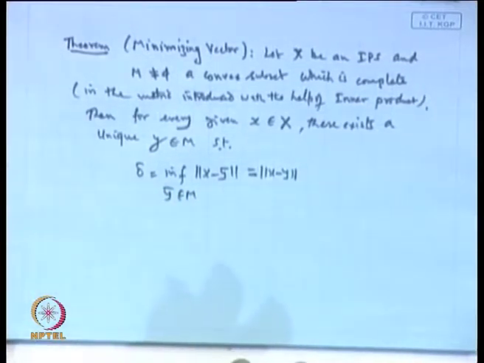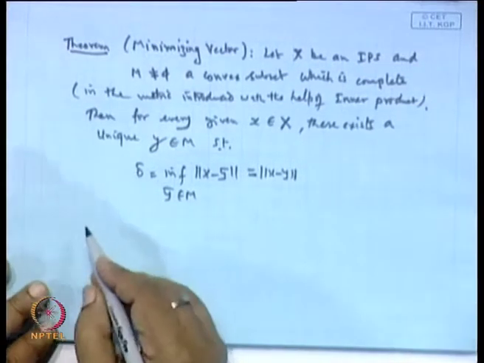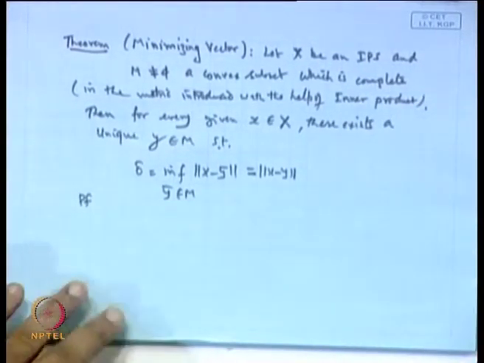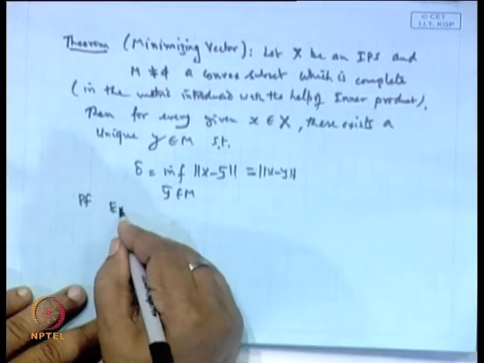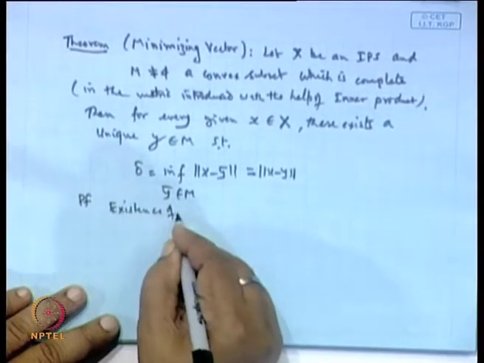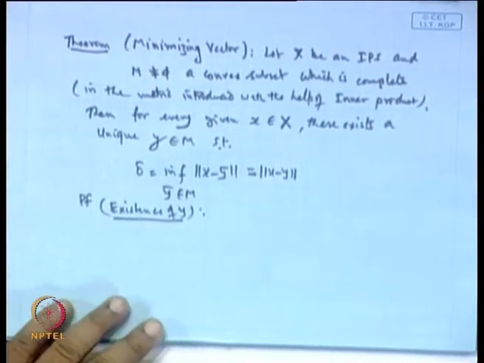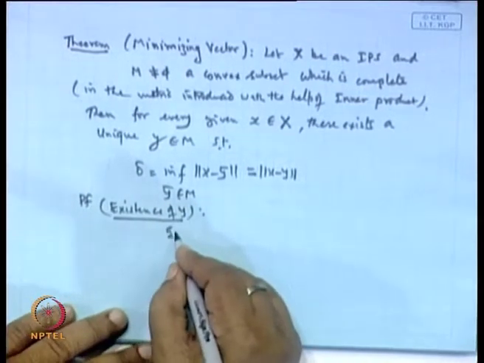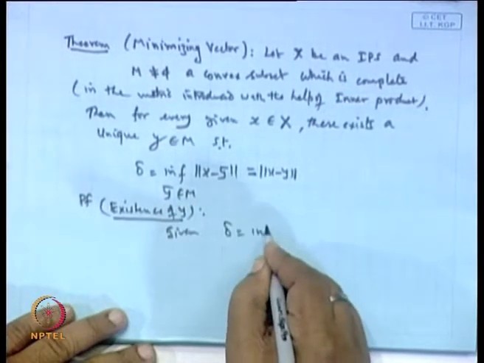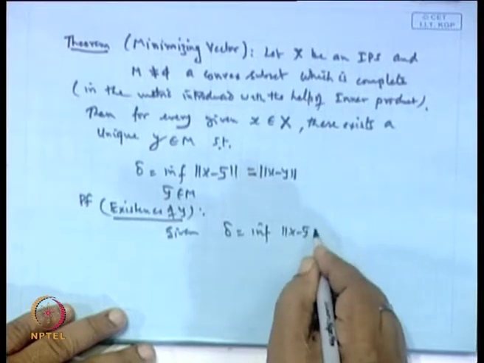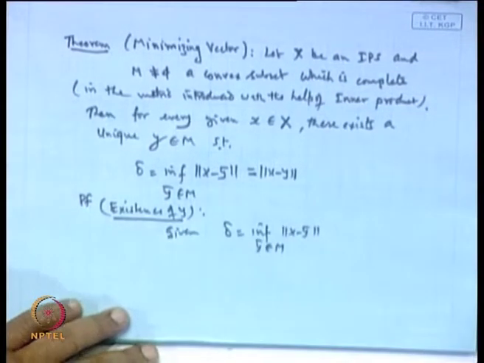So, existence and uniqueness are guaranteed if I start with a set M which is a convex set and complete in an inner product space. Proof. First, we will show the existence of y. Now, this is given: delta is the infimum of norm x minus y, y belongs to M.